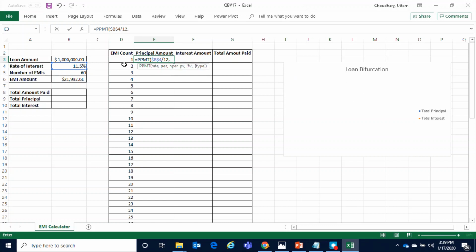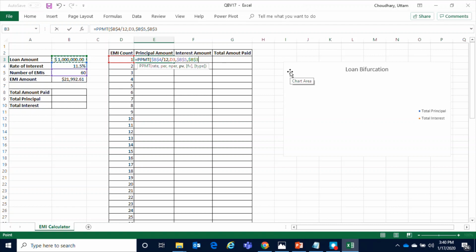Then per is the EMI count. In this case, this is the first EMI. I would not want to freeze this because obviously as I move down, the cell pointer should keep moving down. Then it is asking how many times we want to make the payment, and I select B5, and I would freeze it because I do not want the cell to move any further. And then I will select the present value and freeze this as well.